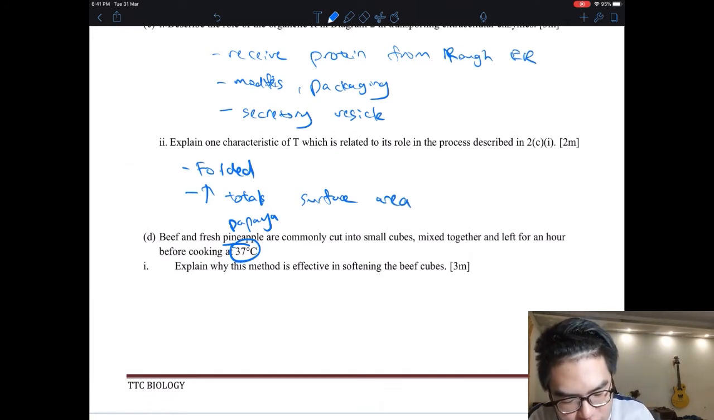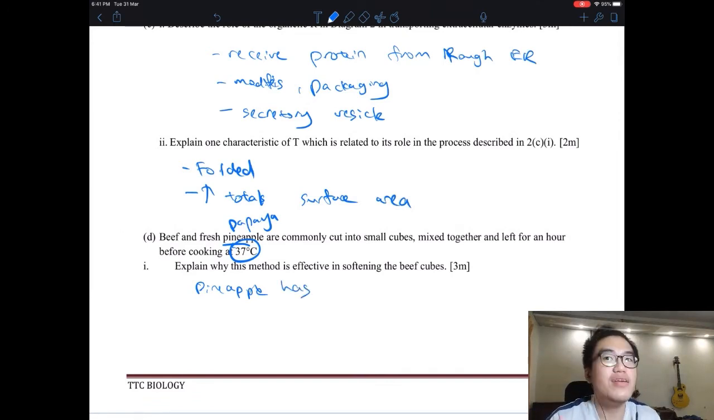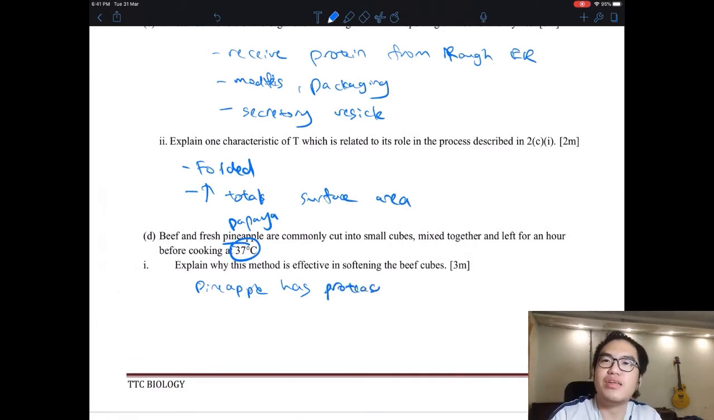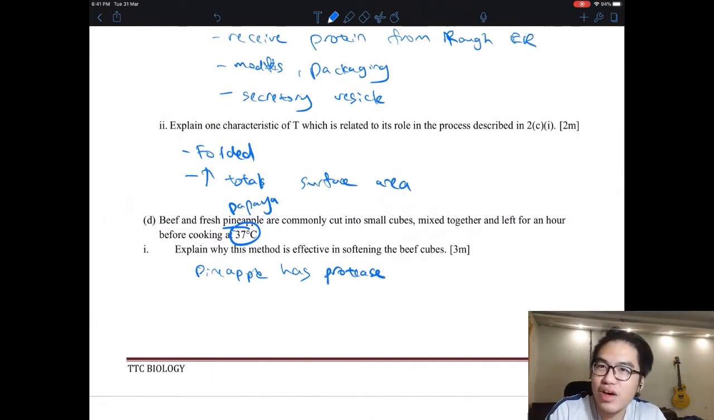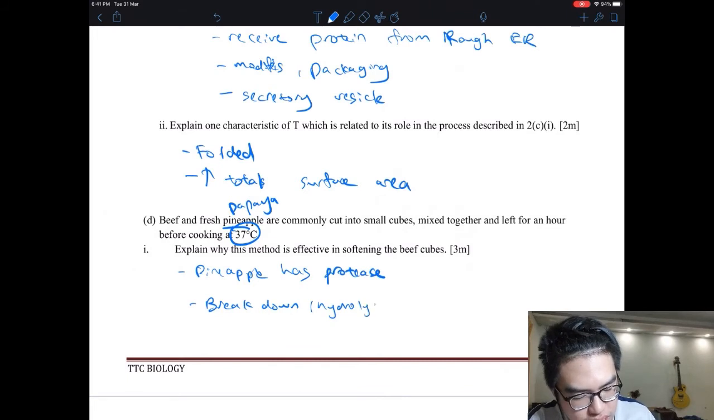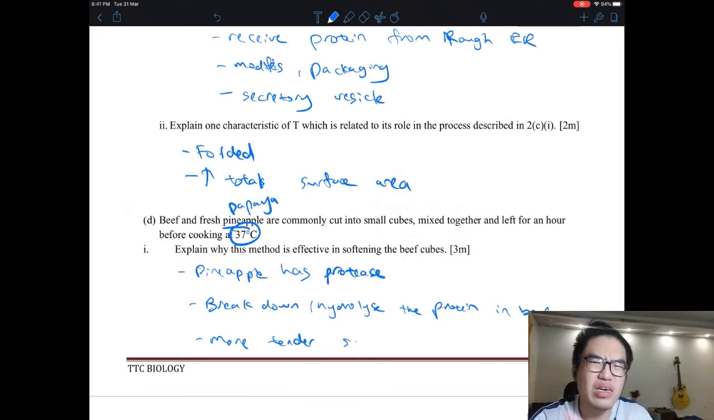So pineapple has what enzyme? If you don't know the enzyme, never mind. You can just say protease. Last time papaya has papain, but pineapple, you don't know, never mind, it's not your problem. Just say protease. Protease will break down, or you can say hydrolyze, the protein in beef, so it becomes more tender, softer.